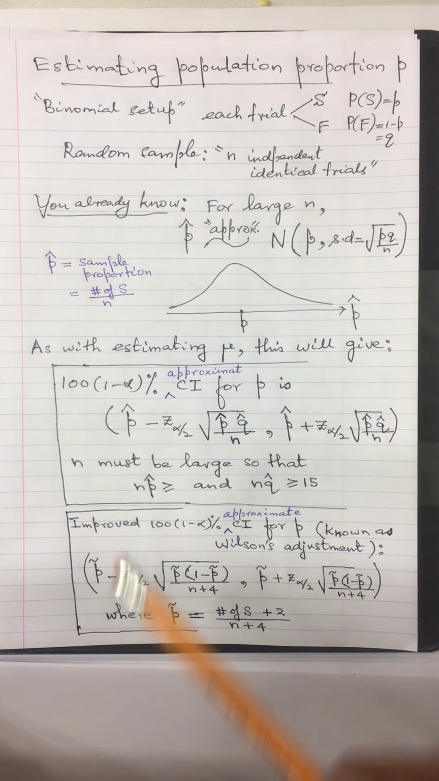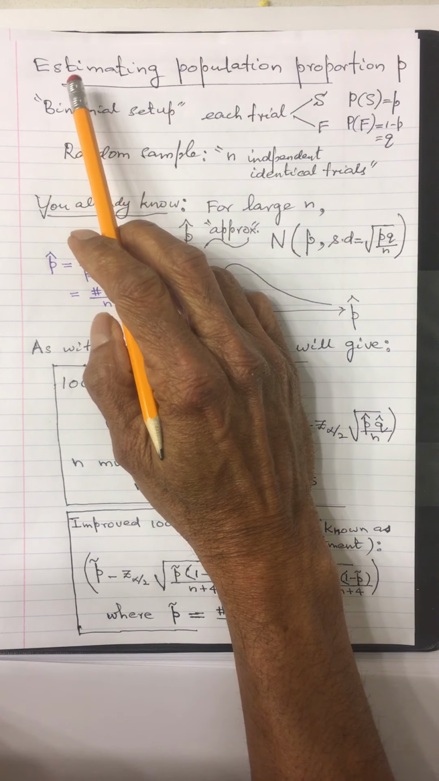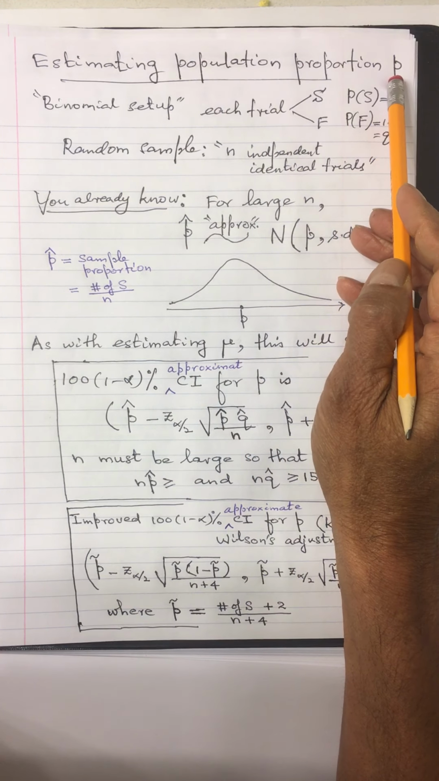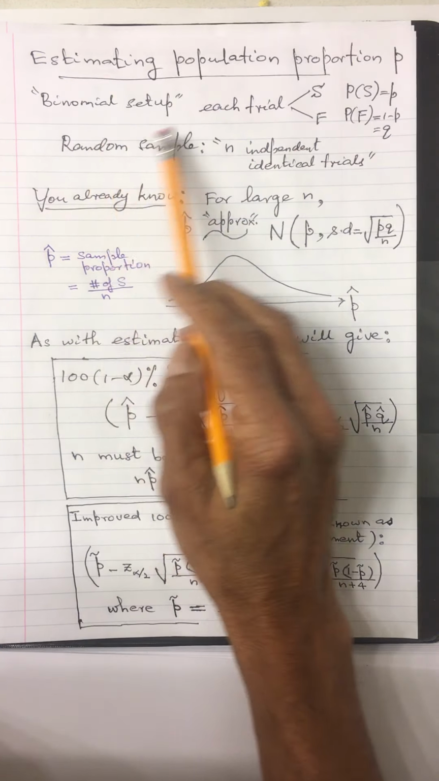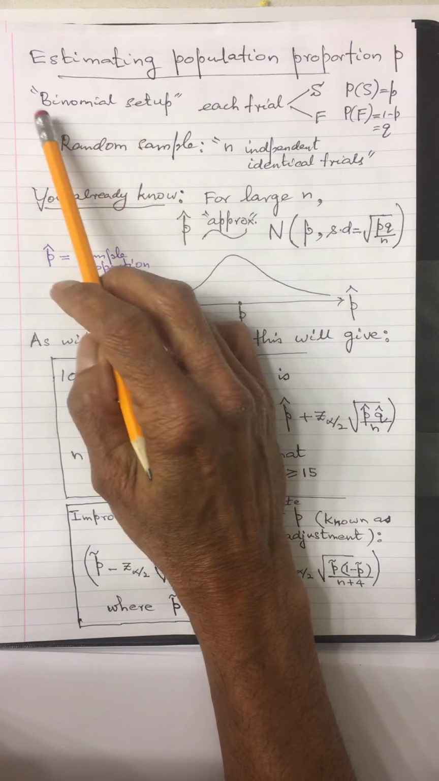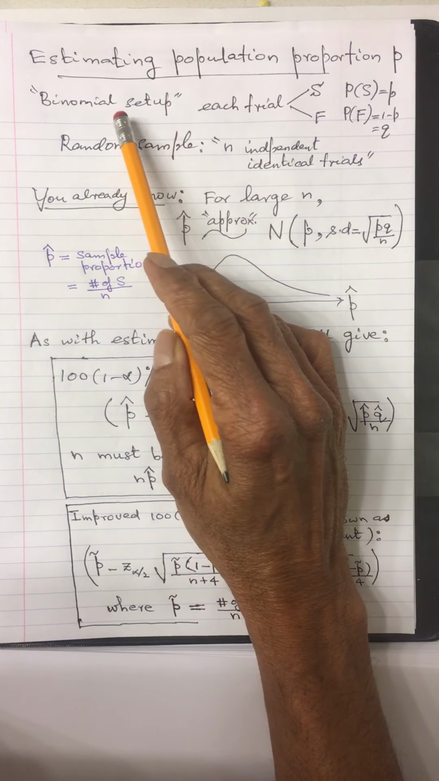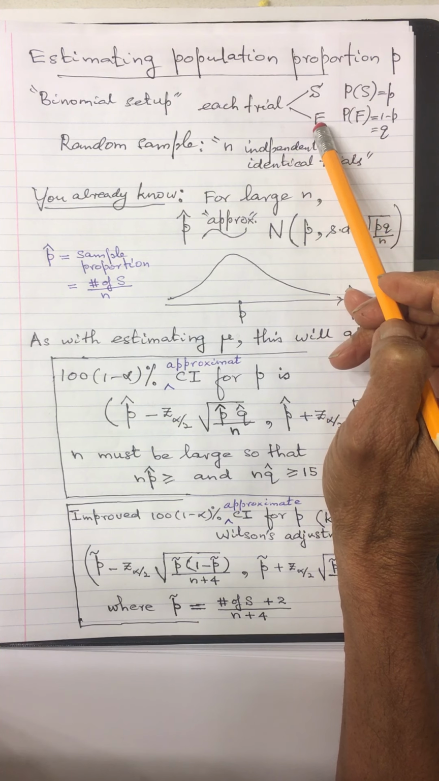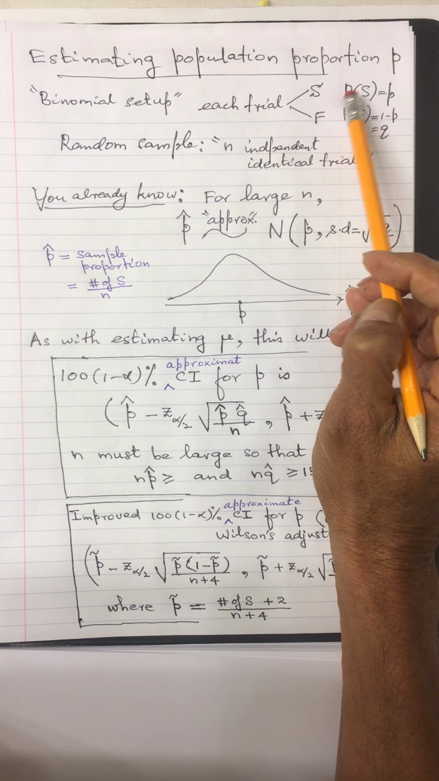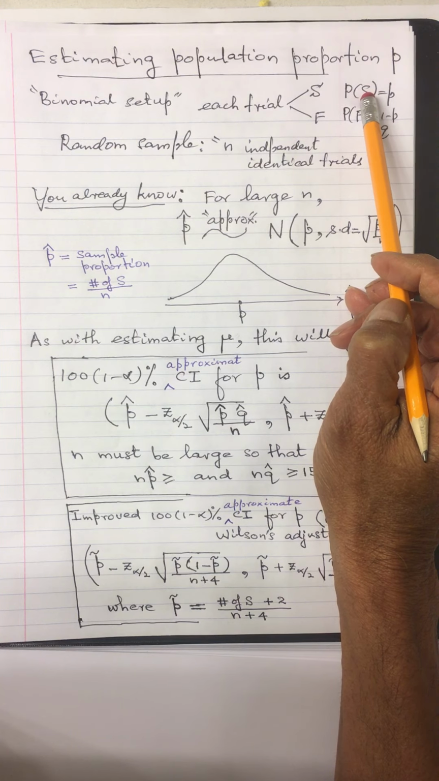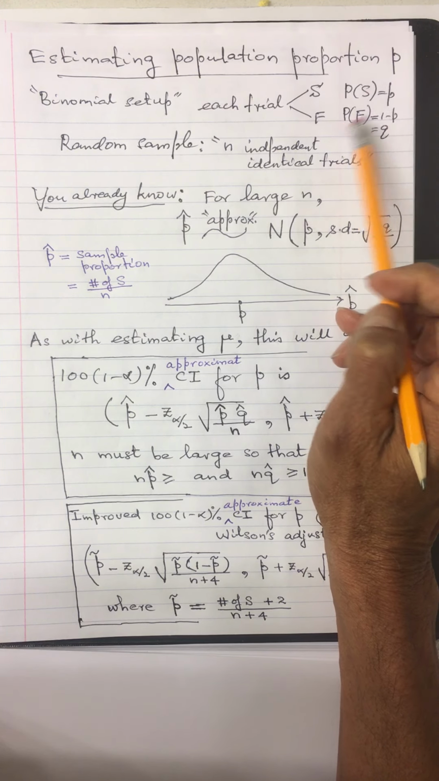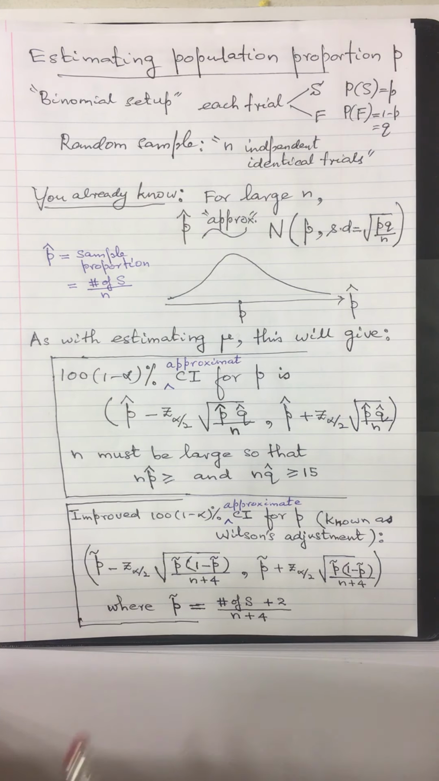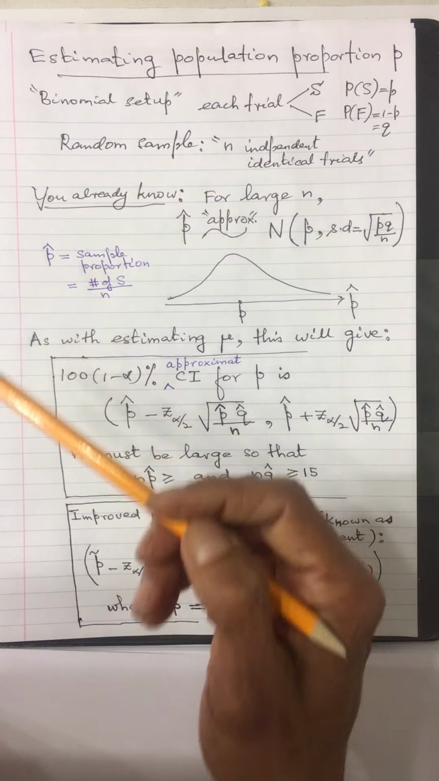In this video, we are going to look at how to estimate the population proportion P. In other words, this is the binomial setup we were looking at in the past. Each trial has two possible choices, success or failure, with the probability of success being P and otherwise Q. So we want to estimate P. Of course, we pull a random sample.